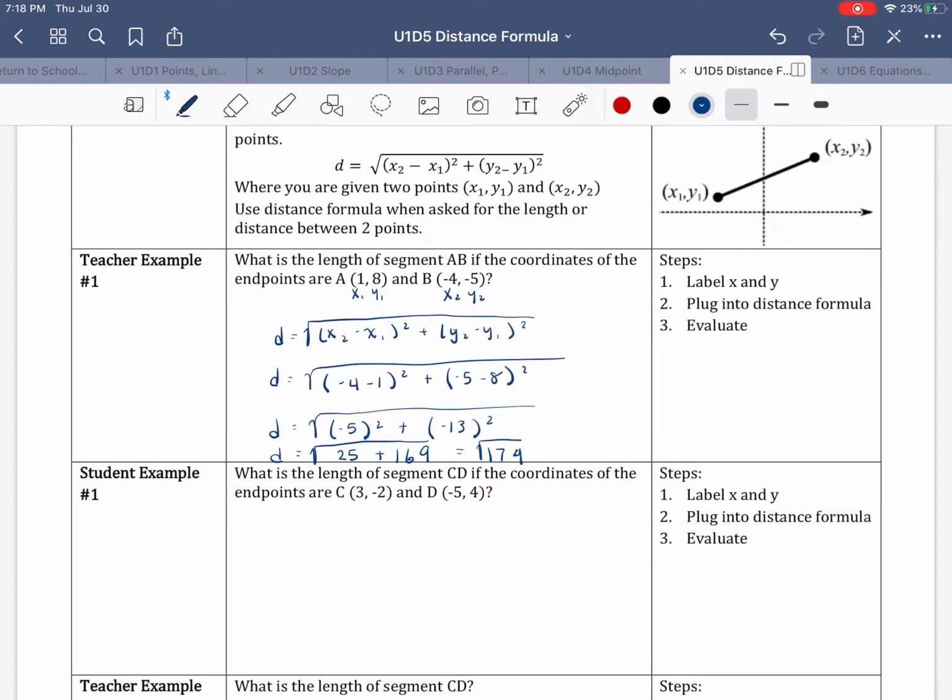And if we put 174 into the calculator, you get about 13.2. So we know that the distance between A and B is 13.2 units. So using that same strategy, give student example number 1 a try.